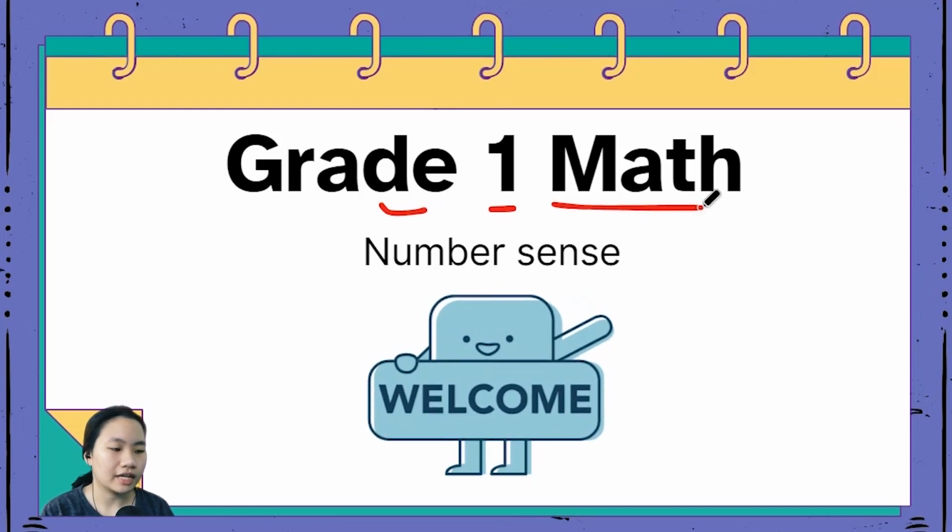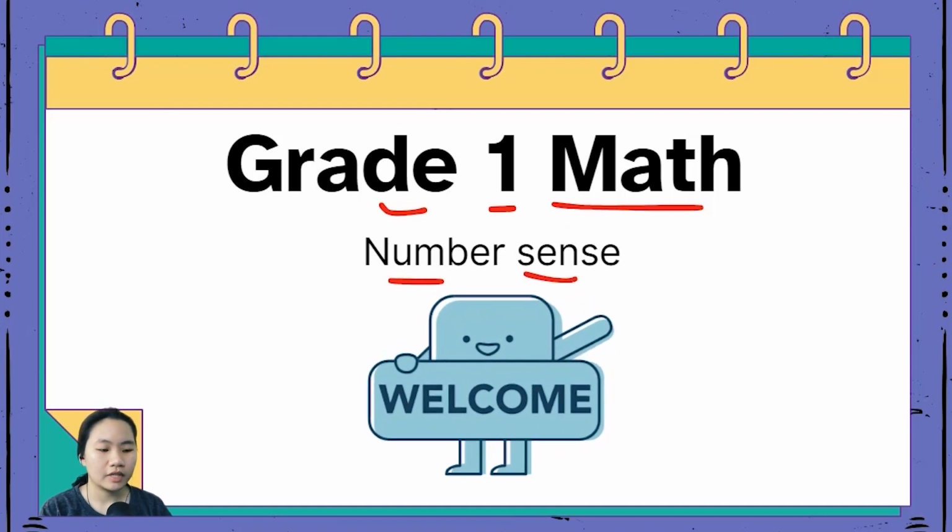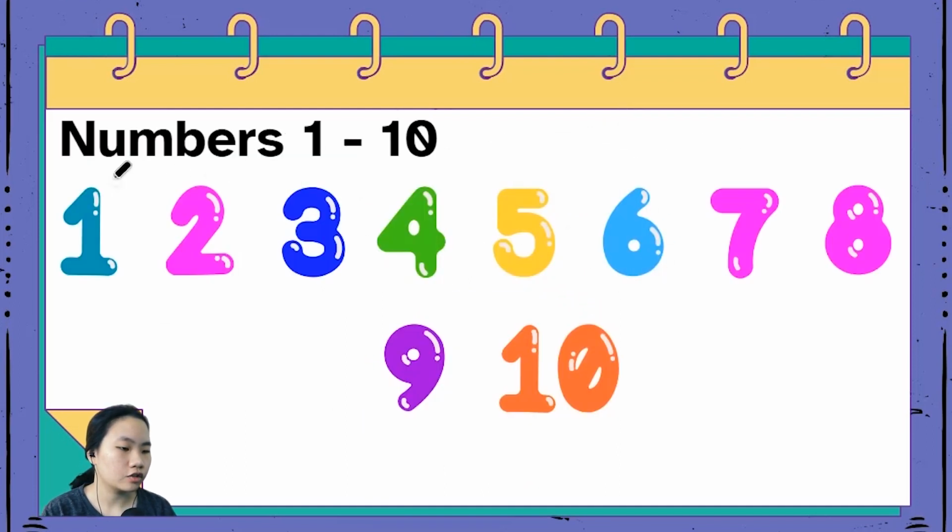Today, for our next lesson, we'll be learning about number sense. Let's have sort of a practice before we move on to our exercise. Here, I have numbers from 1 to 10. Let's go through each one of them slowly.